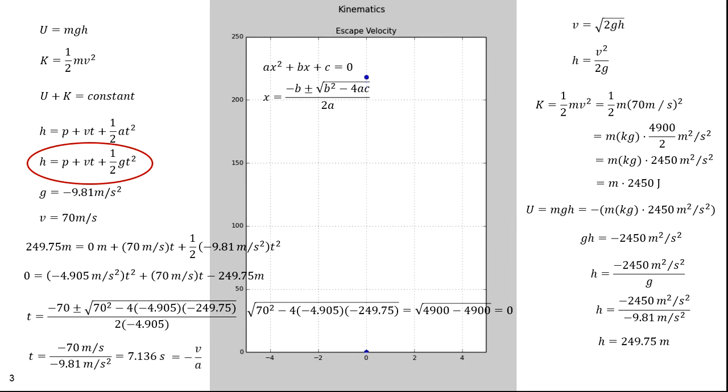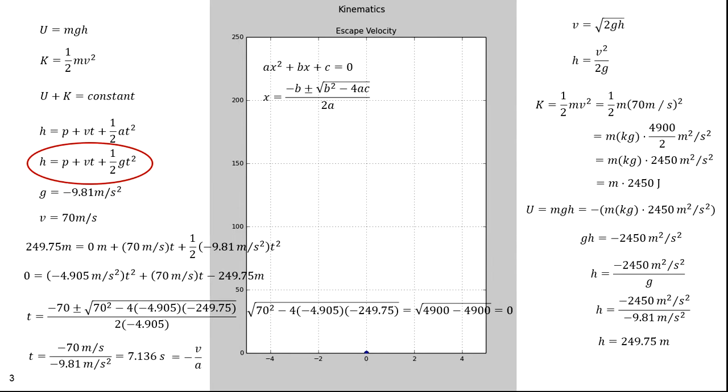70 meters per second is the velocity. 9.81 meters per second squared is the acceleration. All we've done here is take the negative of the velocity divided by the acceleration to get the time it takes for the ball to reach its apex. These formulas are fine for a constant acceleration.